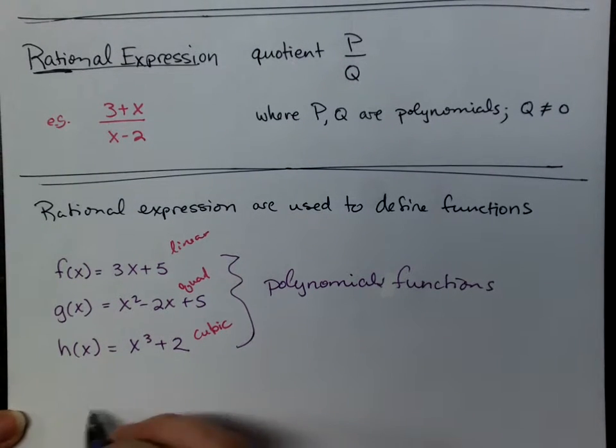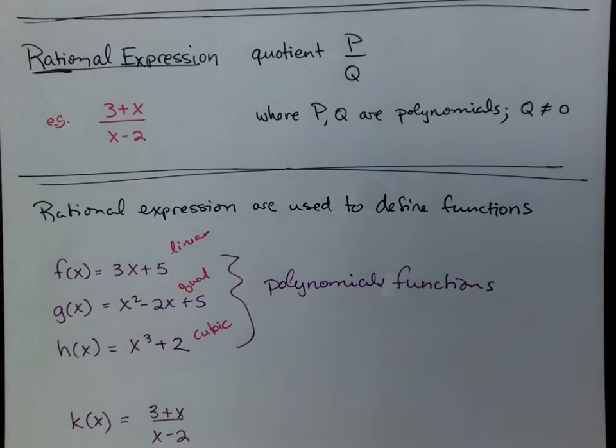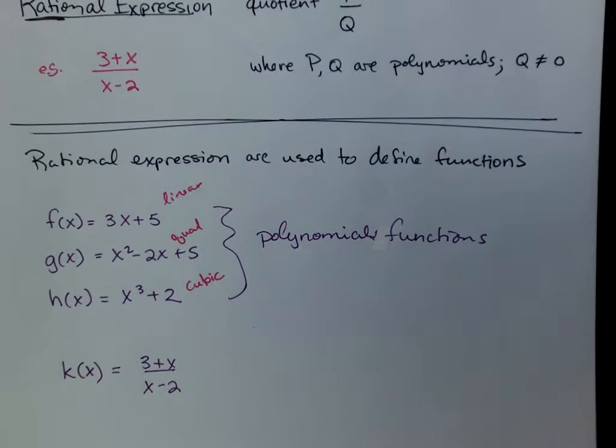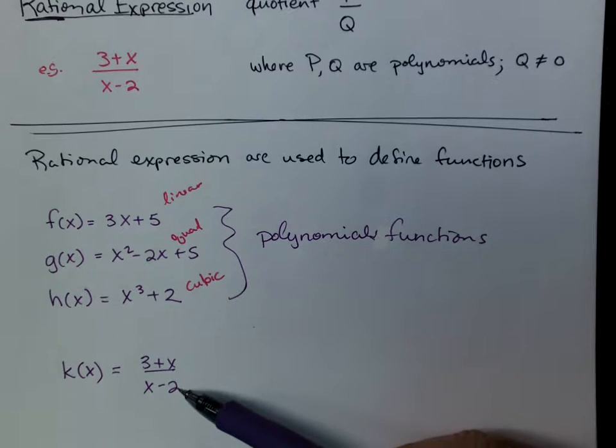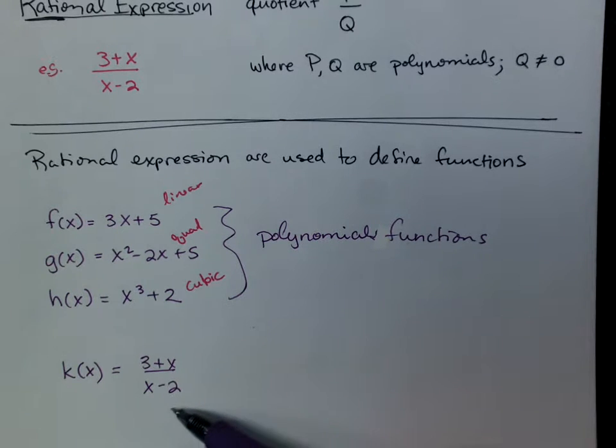Now, as opposed to that, here I'll call this one k just to give it a different letter, but it's a function. Okay? Here's a function defined by, let's use that 3 plus x over x minus 2. Now in this case, we've got a polynomial on top of another polynomial. So what kind of expression is that?